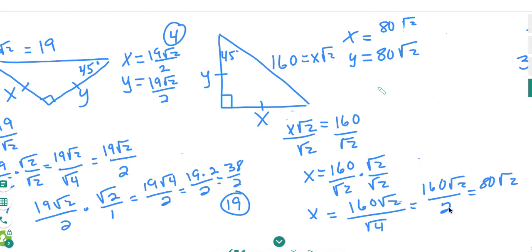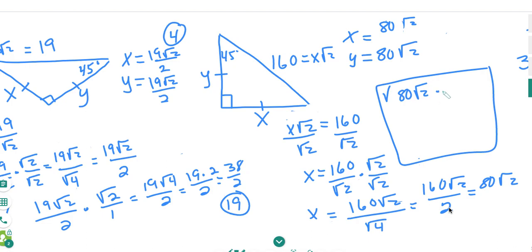Now, we can check: 80 square roots of 2 times the square root of 2 would equal 80 times the square root of 4, which would equal 80 times 2, which equals 160. So we now know that we do indeed have the correct lengths of the two legs. And that's how you work with a 45-45-90 degree triangle.